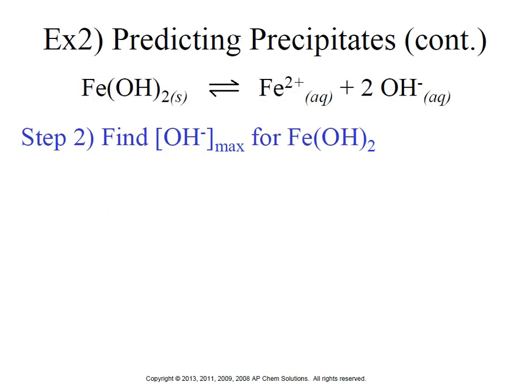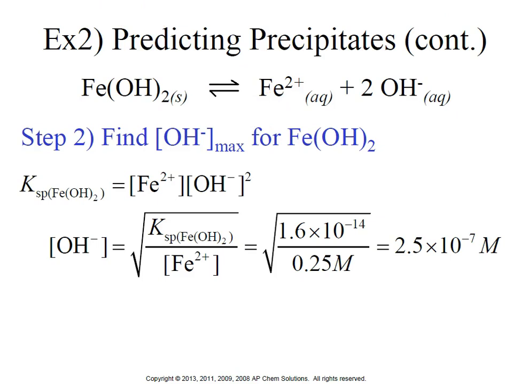Let's do the same thing for the iron. Same setup. We've got a different KSP value and there was a different iron concentration to start. So this is the maximum amount of hydroxide. Any more than that and the iron will form the precipitate. Okay, remember to pause if you need to work that math out on your own.